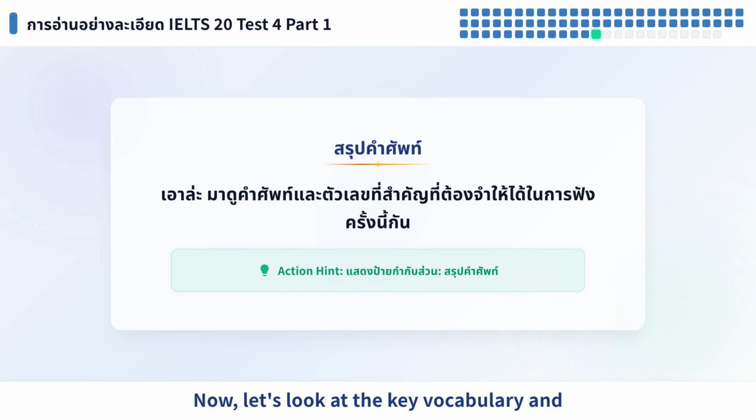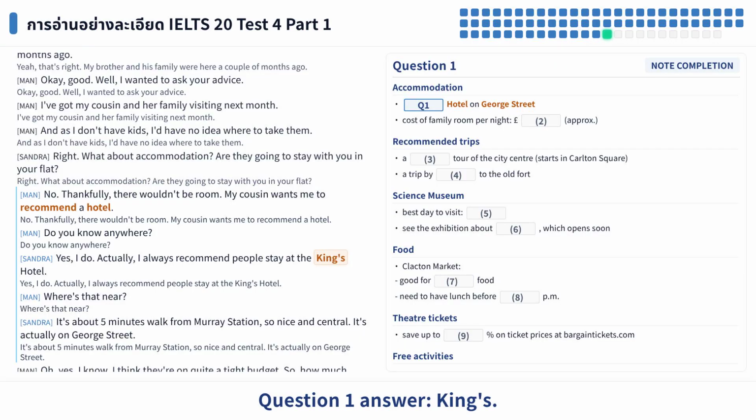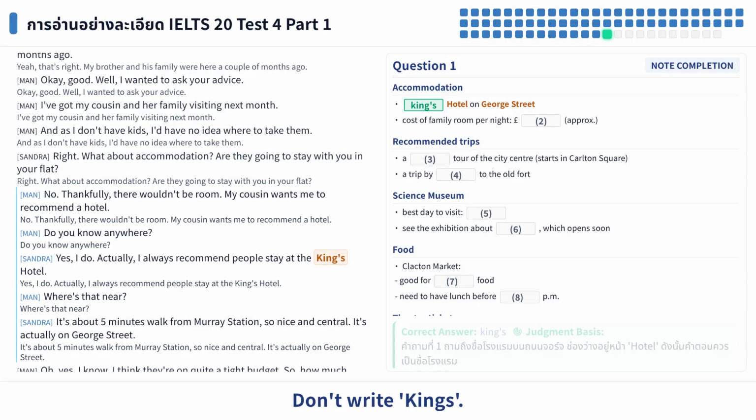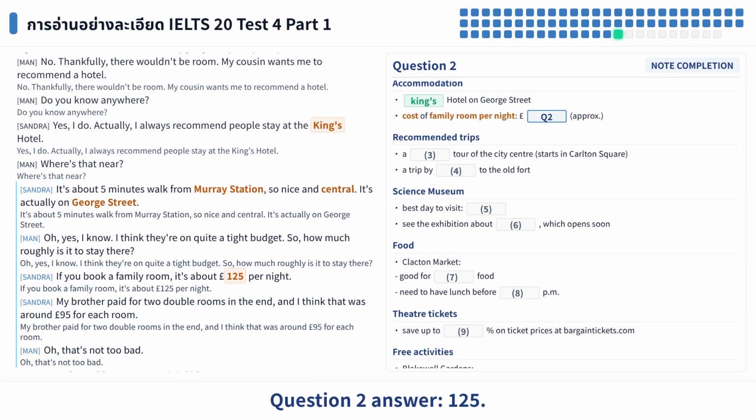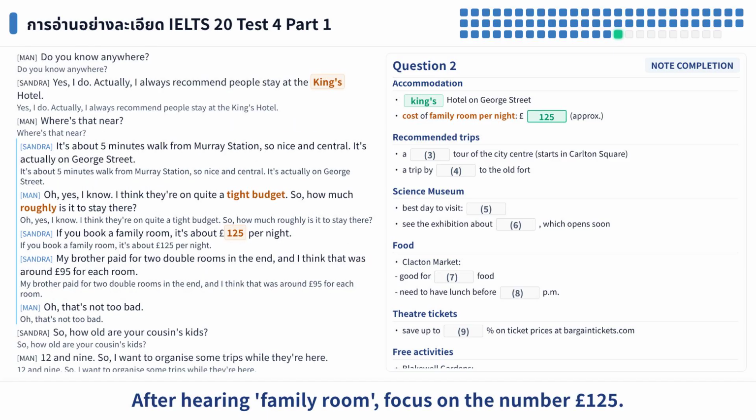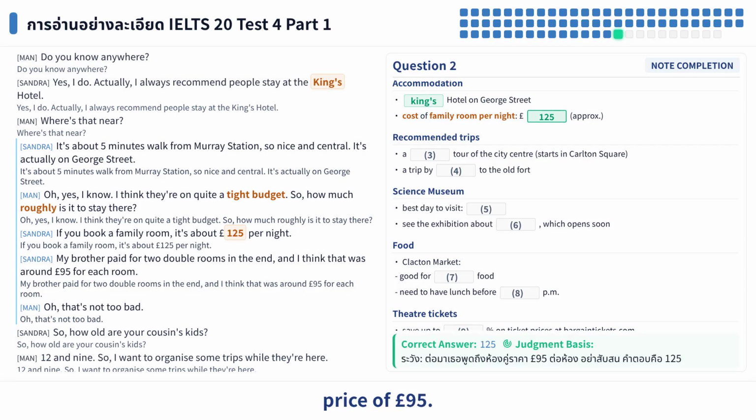Now, let's look at the key vocabulary and numbers from this listening test. Question 1 answer, Kings. When you hear King's Hotel, remember the apostrophes. Don't write Kings. Question 2 answer, 125. After hearing family room, focus on the number 125 pounds. Don't mix it with the later double room price of 95 pounds.